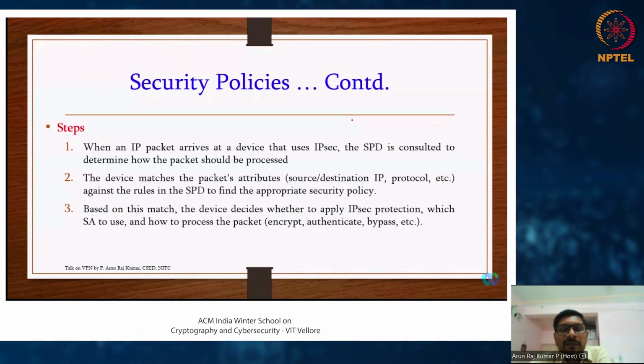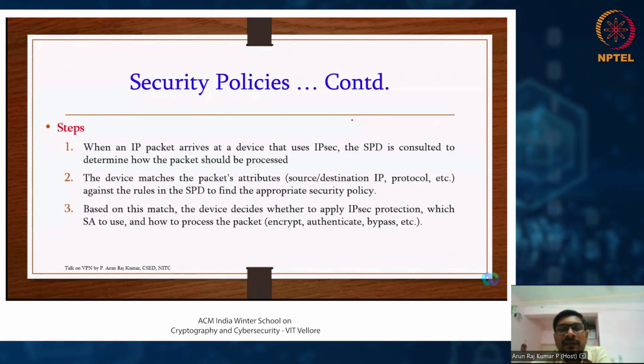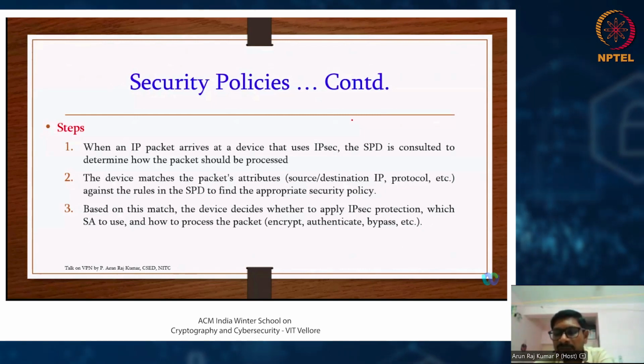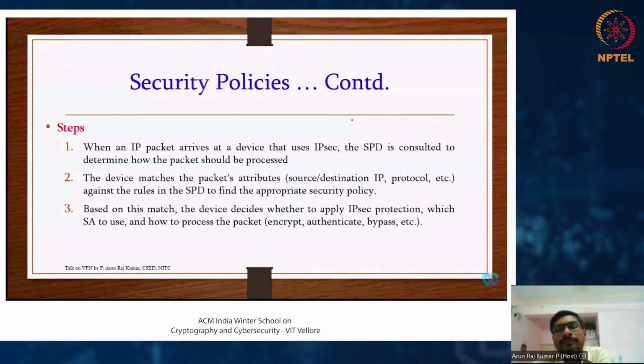Next, the device matches the packet attributes against the rules in the SPD to find the appropriate security policy. So that's what I said. It matches the attributes based on the IP protocol and the source and destination addresses. Based on the match, the device decides whether to apply IPsec protection, which security association to use, and how to process the packet. If there is a match, then it decides whether to apply the ESP protocol or not. If not, it will just forward the normal packet, which means it doesn't require protection at this point.